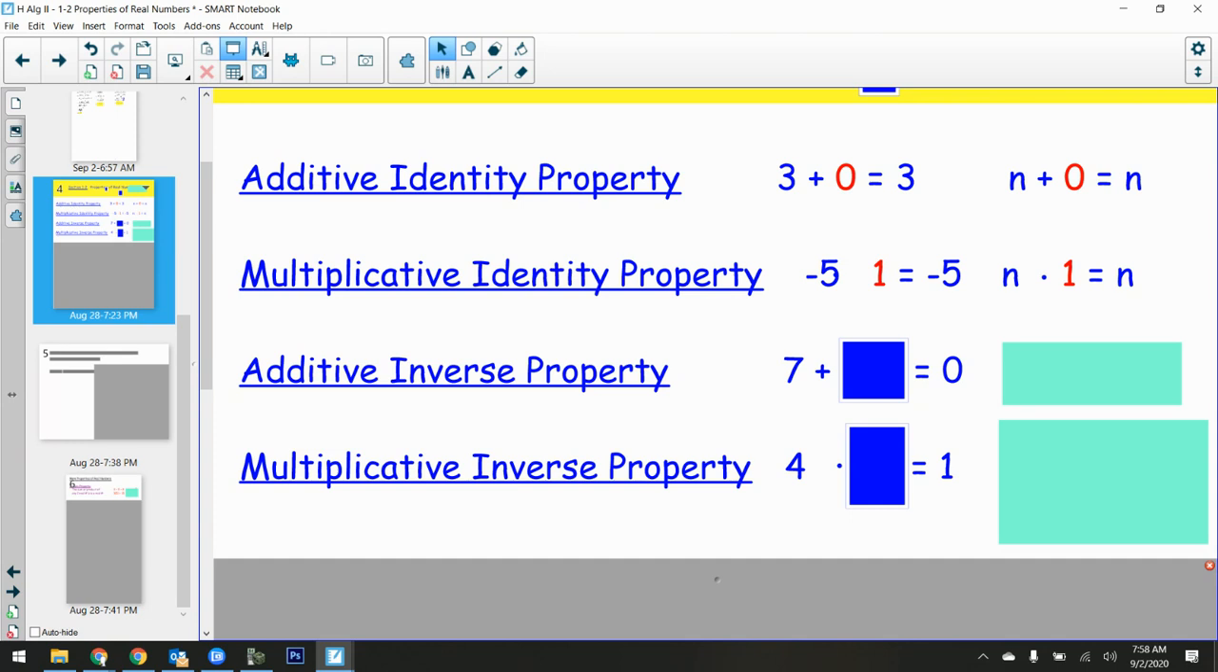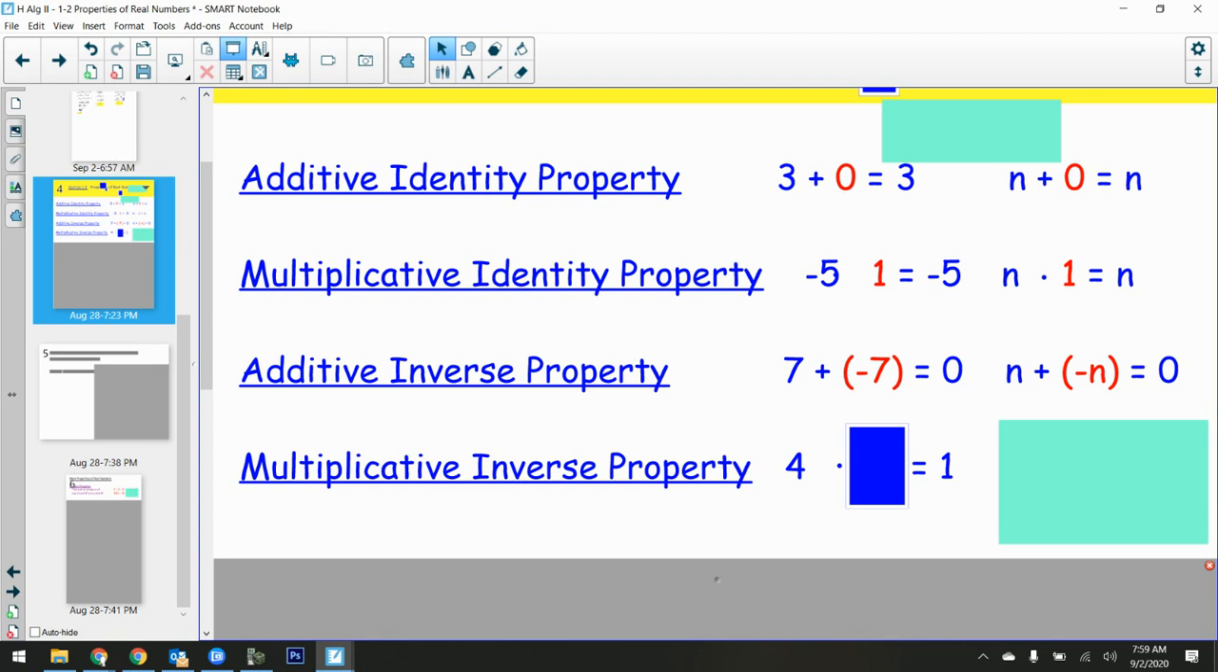So what is the additive inverse of 7? What gets us back to 0? -7, right? So if I wanted to generalize this, if I have n, what's the additive inverse of n? -n, right? The opposite of n. The additive inverse of any n is the opposite of n.